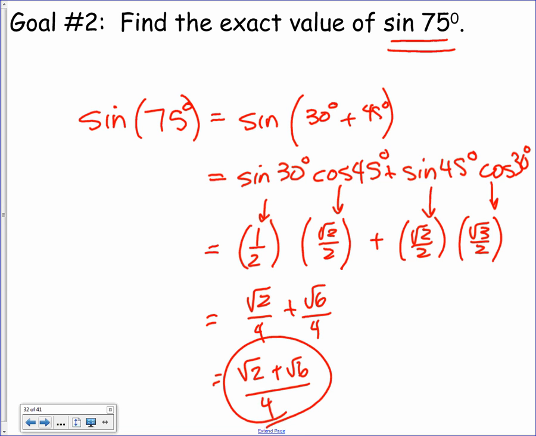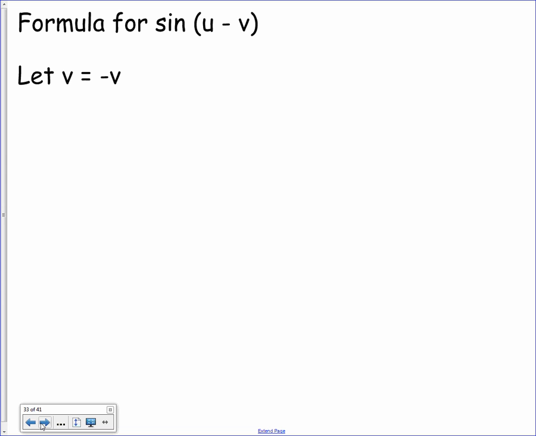All right. If we get through this next one, that'd be great. We'll see how this goes. Okay, so the difference of angles for sine is what we're going to do next.